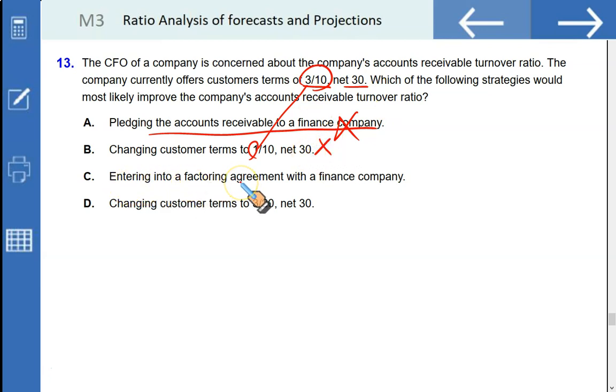Entering into a factoring agreement with the finance company. This way, a firm will sell its accounts receivable, so receivables will fall, and when receivables fall, your accounts receivable turnover would improve. That is the right option. Changing customer terms to 3/20 net 30. Now again, if you increase the discount days, if the payment is made within 20 days, then 3% off. In this case, the customers will delay. It will reduce the incentive to pay quickly, so this is again not recommended. C is the right option.